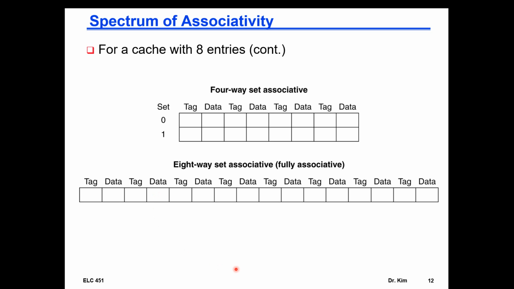So you can conceptually look at sets as being across the line. So the associativity tells you how many sets you have horizontally in a line of cache. The number of lines tells you how many you have vertically. And those need to be indexed.